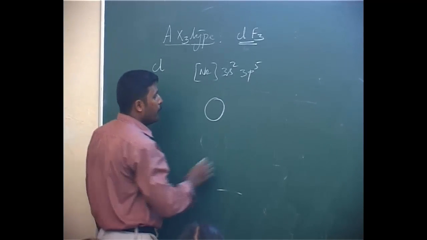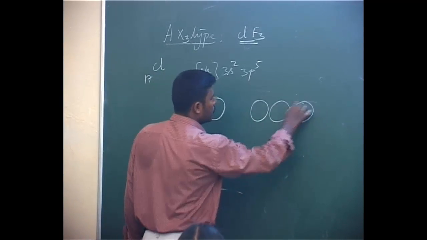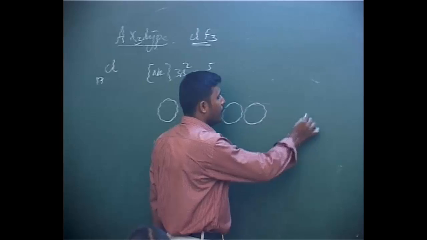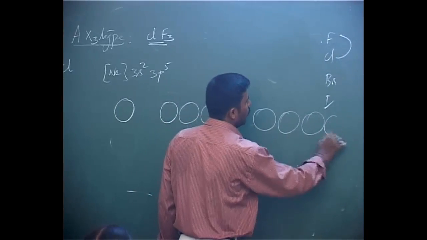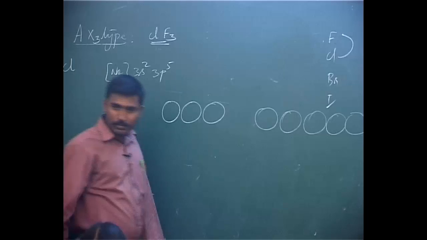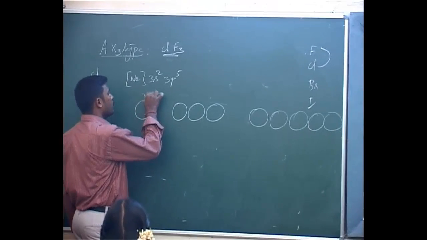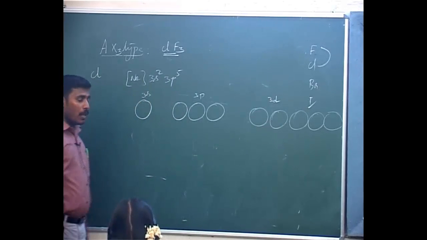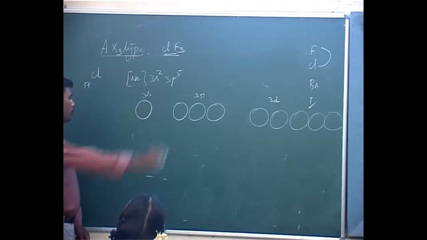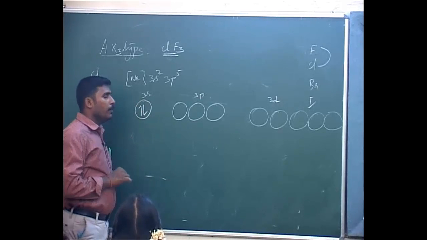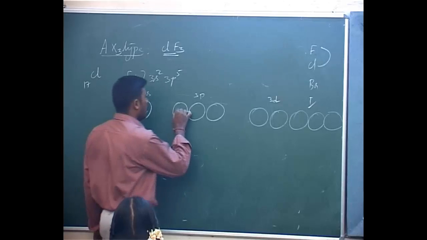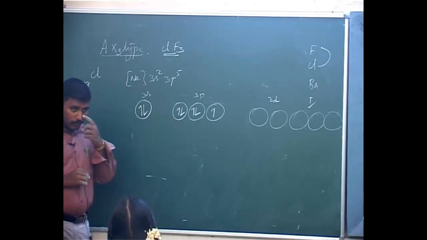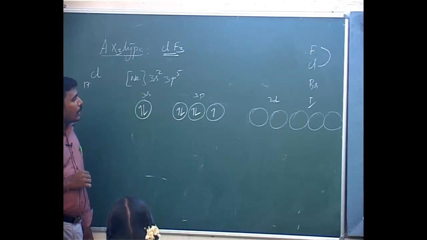3s, 3p. You want 3d? D splits into 5. So 3s, 3p, 3d. How many electrons do you have? In s, 2 electrons you have, 1, 2. In p, 5 electrons you have, 1, 2, 3, 4, 5. Okay.